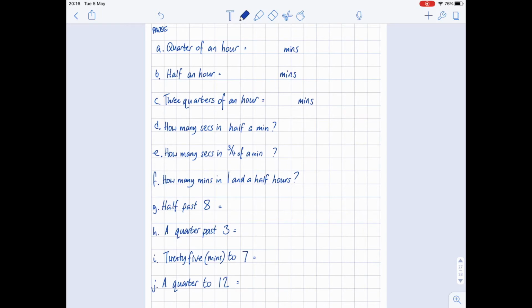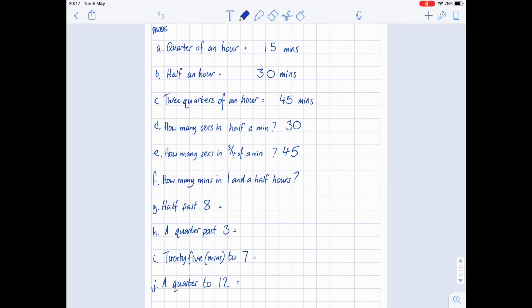Okay, fab. So a quarter of an hour is 15 minutes. Half an hour, 30 minutes. 3/4 of an hour, 45 minutes. How many seconds then in half a minute? There's 30 seconds in half a minute. How many seconds in 3/4 of a minute? Well, the 3/4 of 60 is for the hour, which you've done already. And it's the same thing, isn't it? Because there's 60 seconds in a minute. So that is 45.